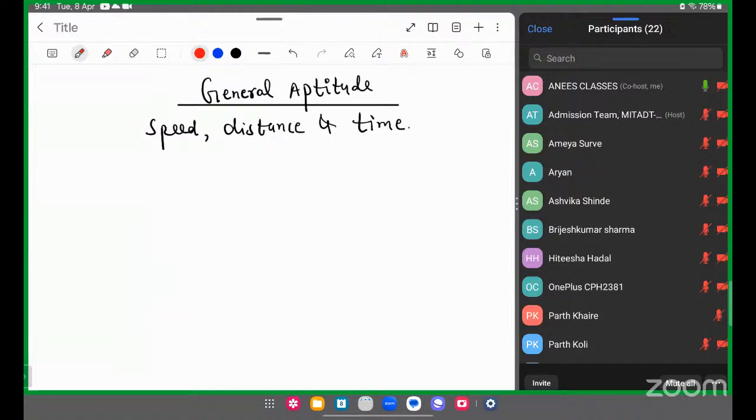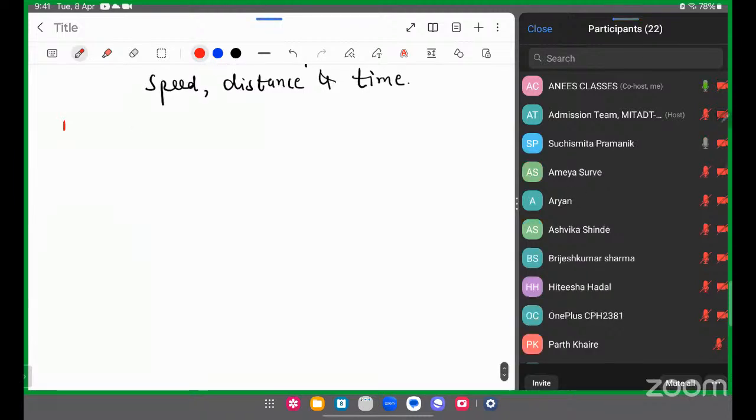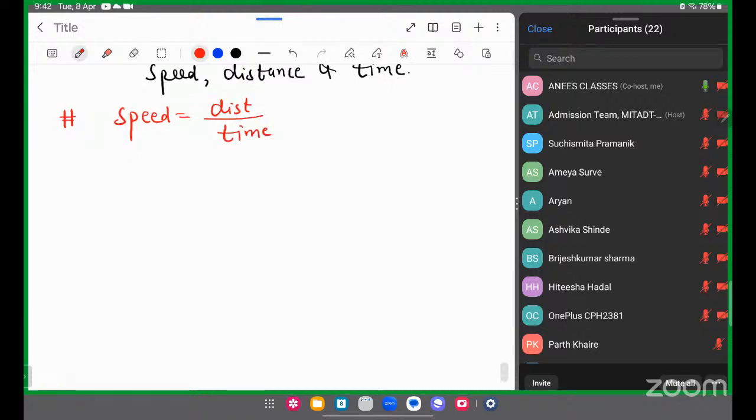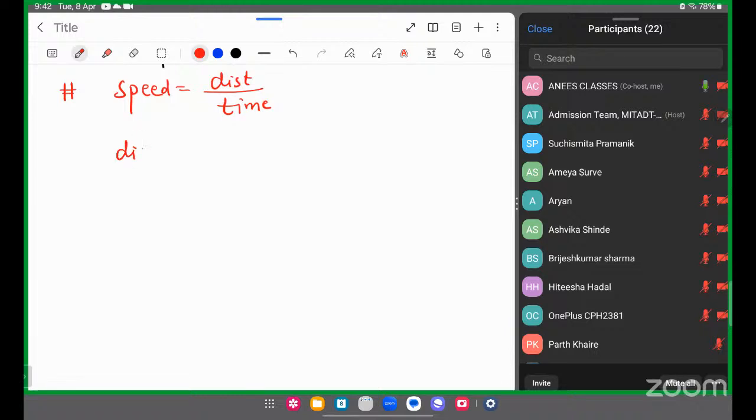Yes, anyone? What is the formula for speed? So distance upon time. The simple concept. The first point is speed equals distance upon time. As a consequence of this formula, we can clearly state that distance will be speed into time, and time will be distance by speed. It's straightforward. There is nothing to explain in it. Questions will be directly based on the formula.